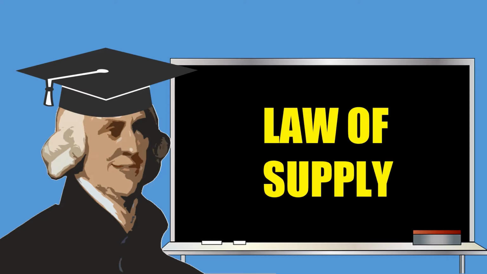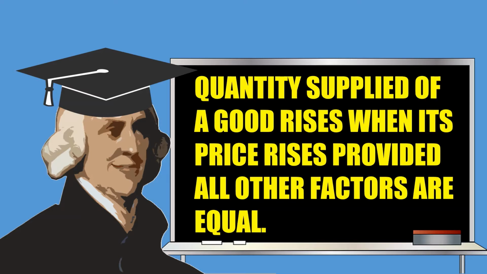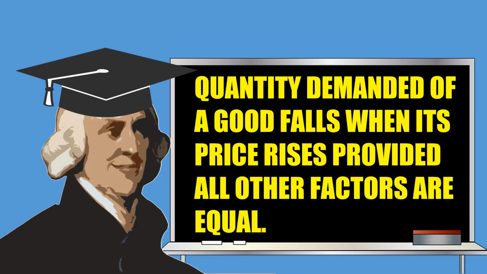The law of supply states that the quantity supplied of a good rises when its price rises, provided all other things are equal. And the law of demand claims that the quantity demanded of a good falls when the price of the good increases, again provided that all things are equal.